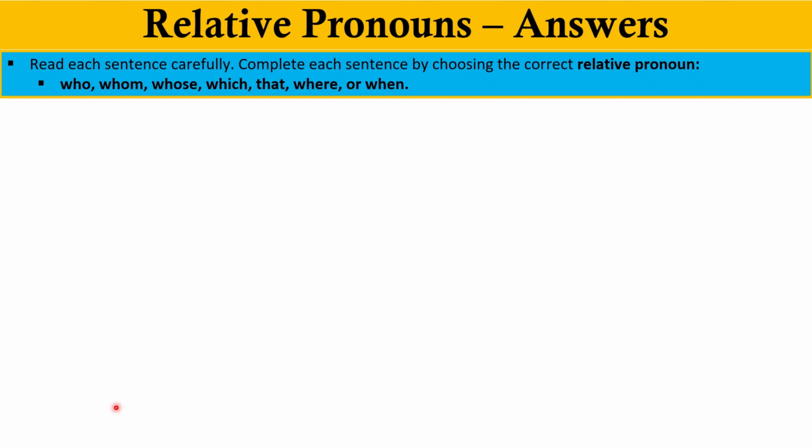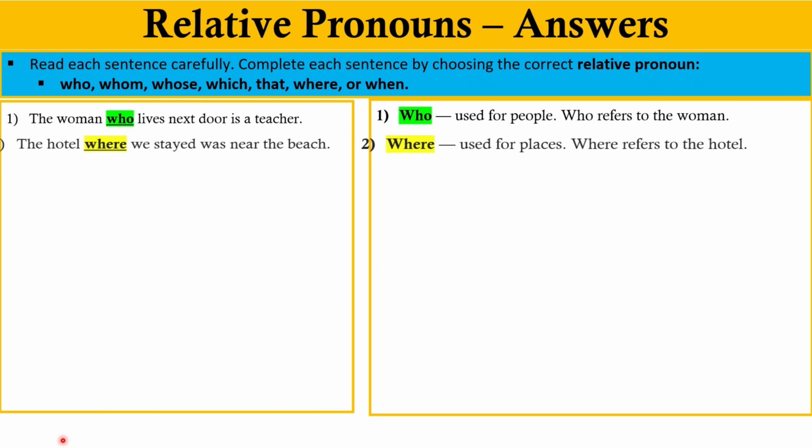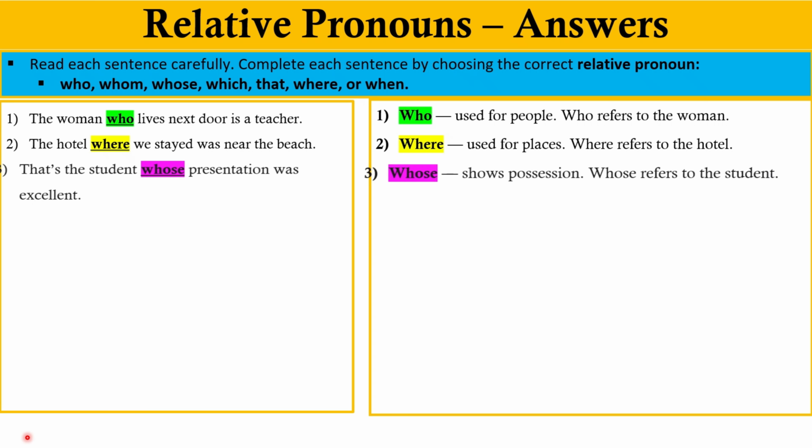Let's quickly check the answers together. The answer for number 1 is who. We use who for people. Here, it's the woman who lives next door. For number 2, it is where. Where is used for places. The hotel where we stayed. The answer for number 3 is whose. It shows possession. The student whose presentation was excellent.